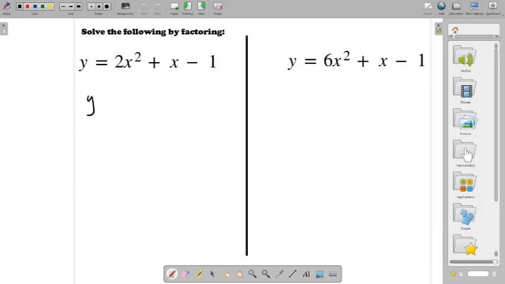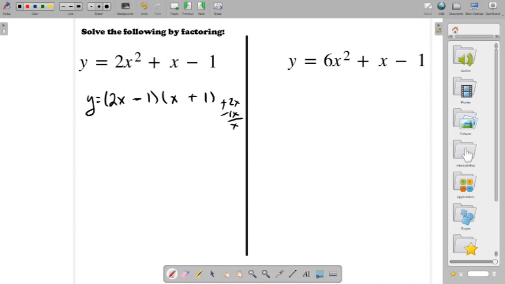Okay, on this one we have y equals. Again, we're going to have 2 binomials. And so to get 2x squared, we need to have a 2x and an x. And the only factors of 1 are 1 and 1. So my 2x and my 1x, my outside terms 2x and inside term 1x, those have to give me a positive 1x. So the 2 has to be positive, and the 1 has to be negative.